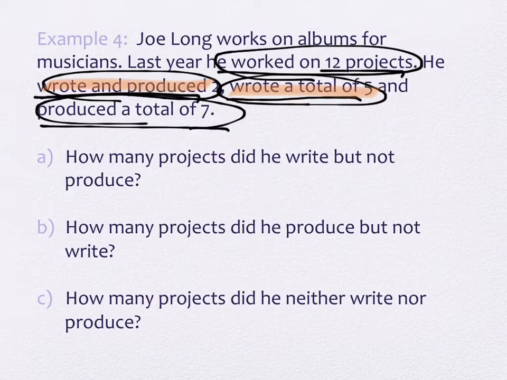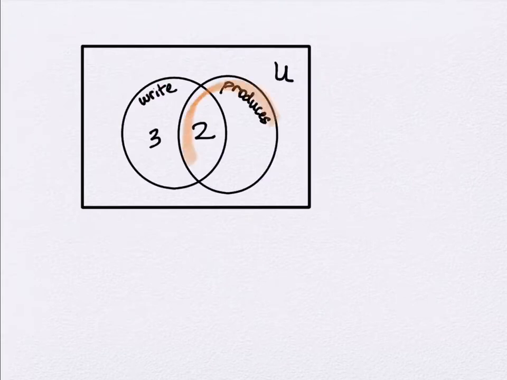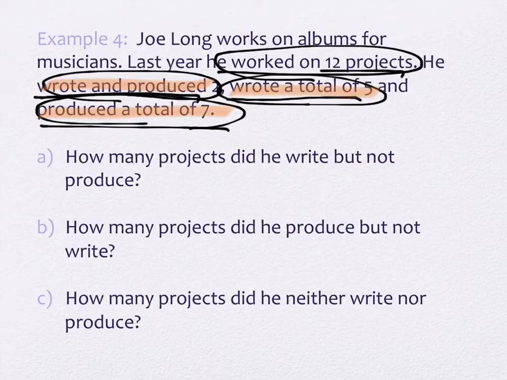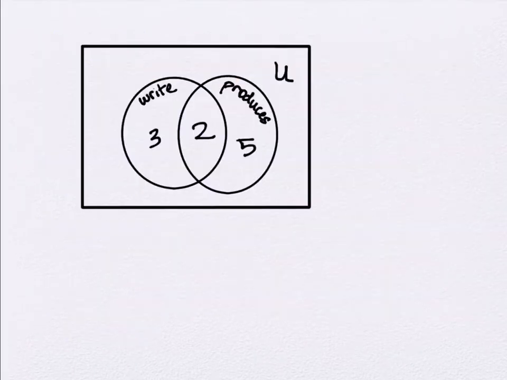So where would I go next? Produces 7. So here's my produces circle. I already have 2 in there. I just need 5 more. And then the only piece of information I haven't done is the worked on 12. That does not mean I put 12 on the outside, right? Yeah. It means that all 4 of these regions have to add up to 12.